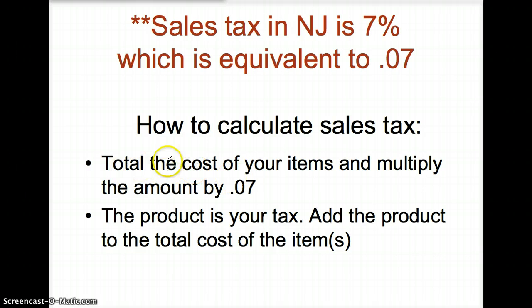You need to total the cost of all your items, if you're buying more than one item, and multiply this amount by 7/100ths. The product is your tax. Now, you need to then add the product to the total cost of the items, and that is how much you end up paying. Please make sure you take notes.